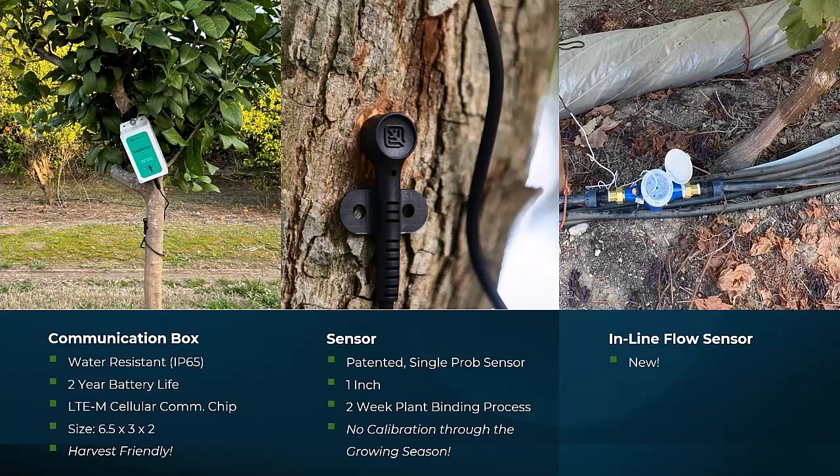And then last but not least, the third picture, that's our inline flow sensors. So that is a new product. And what that's going to do is allow us to capture your actual flow rate. And then we upload that in real time to the dashboard. And so what that allows us to do is capture when you're irrigating. So when it starts, the end, how much time, inches, and gallons.